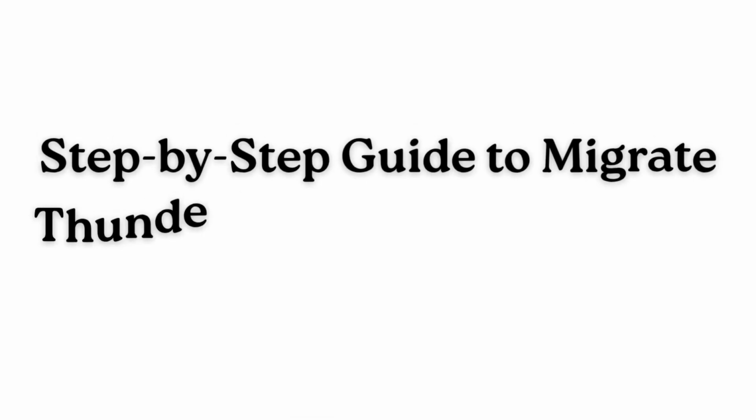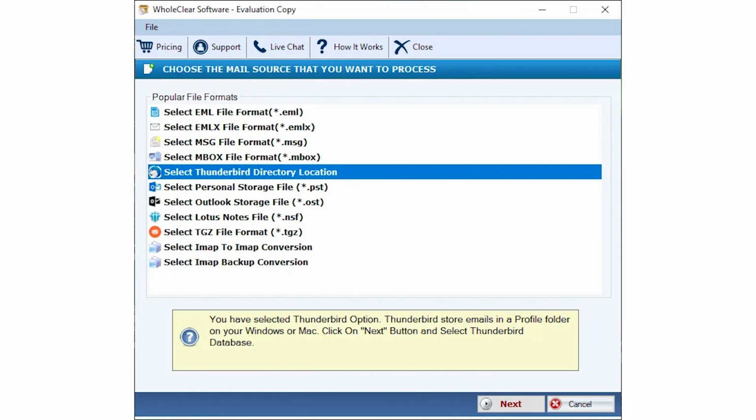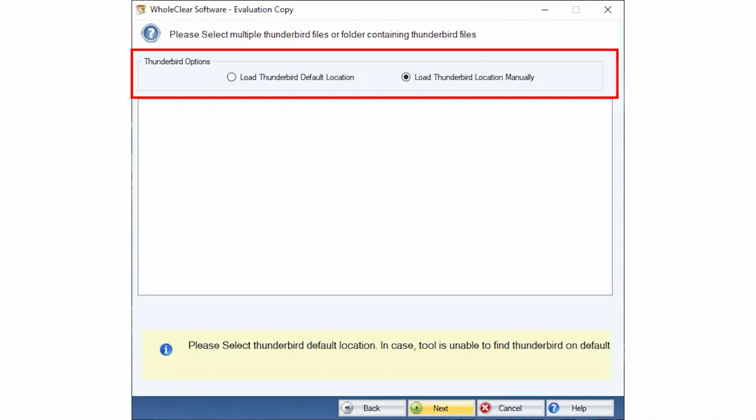Step-by-step guide to migrate Thunderbird emails to Zimbra TGZ. Step 1. Install and launch the WholeClear Thunderbird to TGZ converter. Step 2. Select the default Thunderbird profile location and proceed. Step 3. Choose the desired Thunderbird options and add mailbox data.